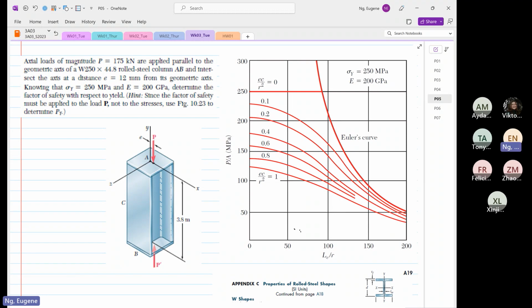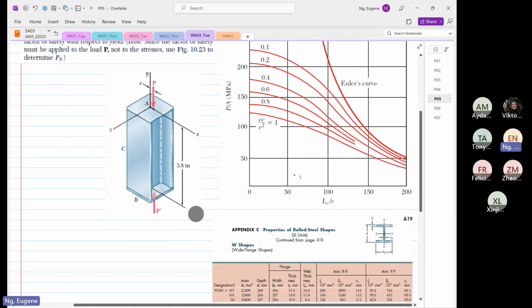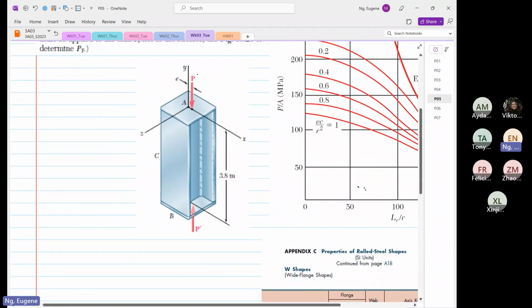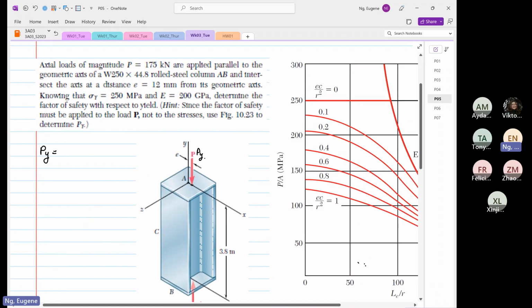Right, so the first thing we know is that the load, if we look at this over here, the load P along the y-axis, I'm going to call it Py. So I'm going to change this to Py because it's about the y-axis. So Py, small y, not big y. Py, which is the applied load, is equal to 175 times 10 to the power 3. Okay, and the next thing we're going to find out now.